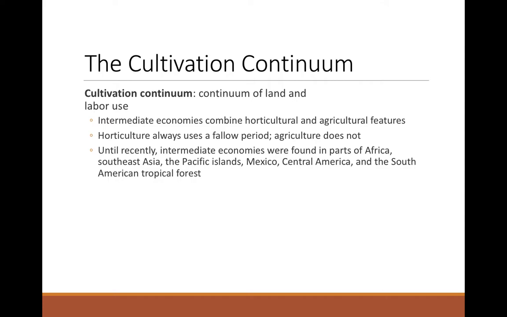Until relatively recently, we had intermediate economies that were found in parts of Africa, Southeast Asia, the Pacific Islands, Mexico, Central America, and the South American tropical forest. And even the Ache now are defined more as horticulturalists than as hunter-gatherers, because as they've been settled into reservations, they have garden plots that they tend. They also have communal activities that are indicative of a more horticultural tribal context.